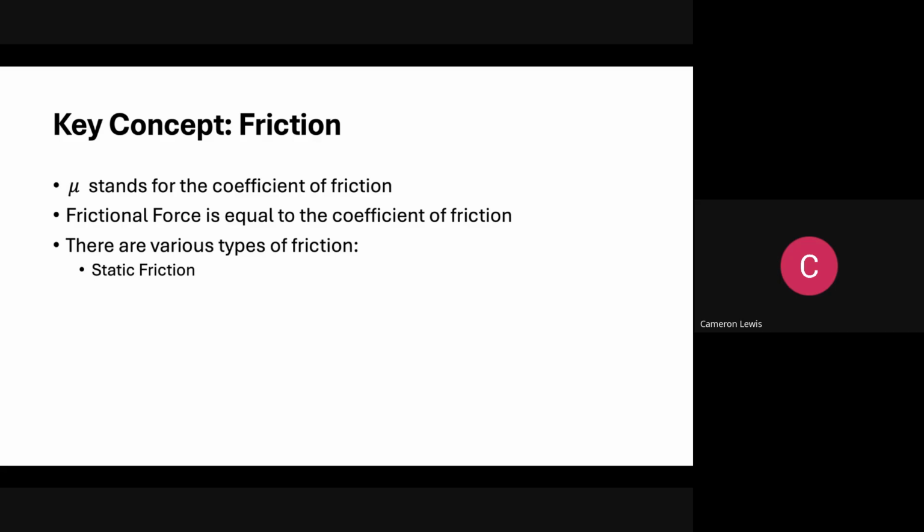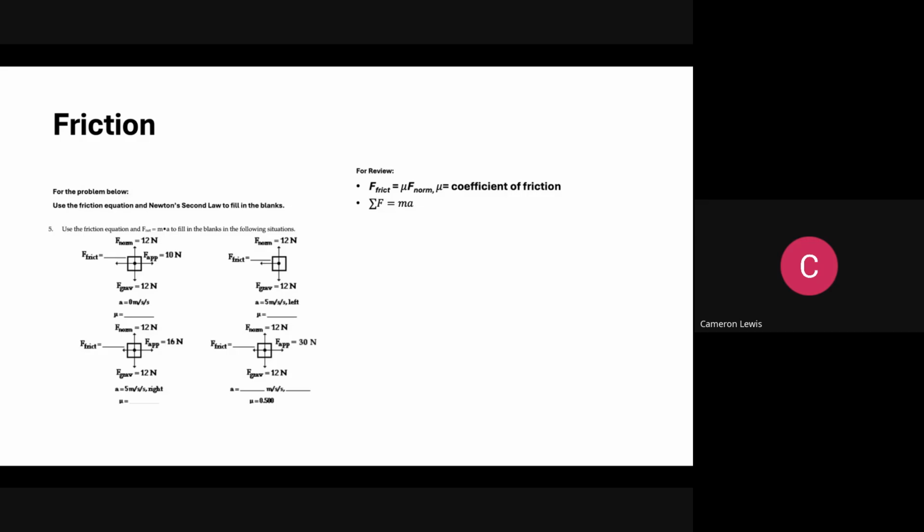Yeah, it's mu times the normal force. Friction is equal to the coefficient times the normal force, right? Now there are different types of friction, right? We have static friction, sliding friction, and rolling friction. But really what we want to focus on is how to calculate friction in different ways.